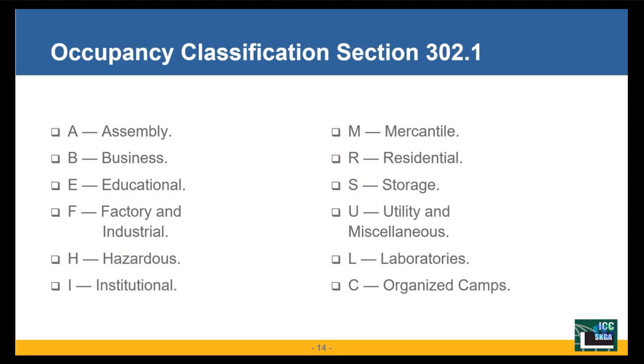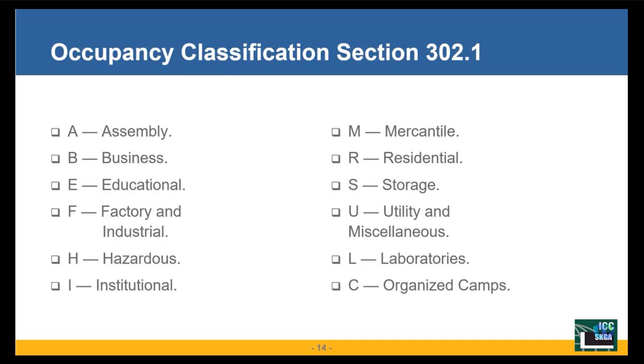And then here there is a group M for mercantile, group R for residential, group S for storage, and then the state fire marshal added in the CBC and in the LA building code, of course, L for laboratories and C for organized camps. You won't find these occupancies in the IBC. These are state-specific occupancies added by the state fire marshal.